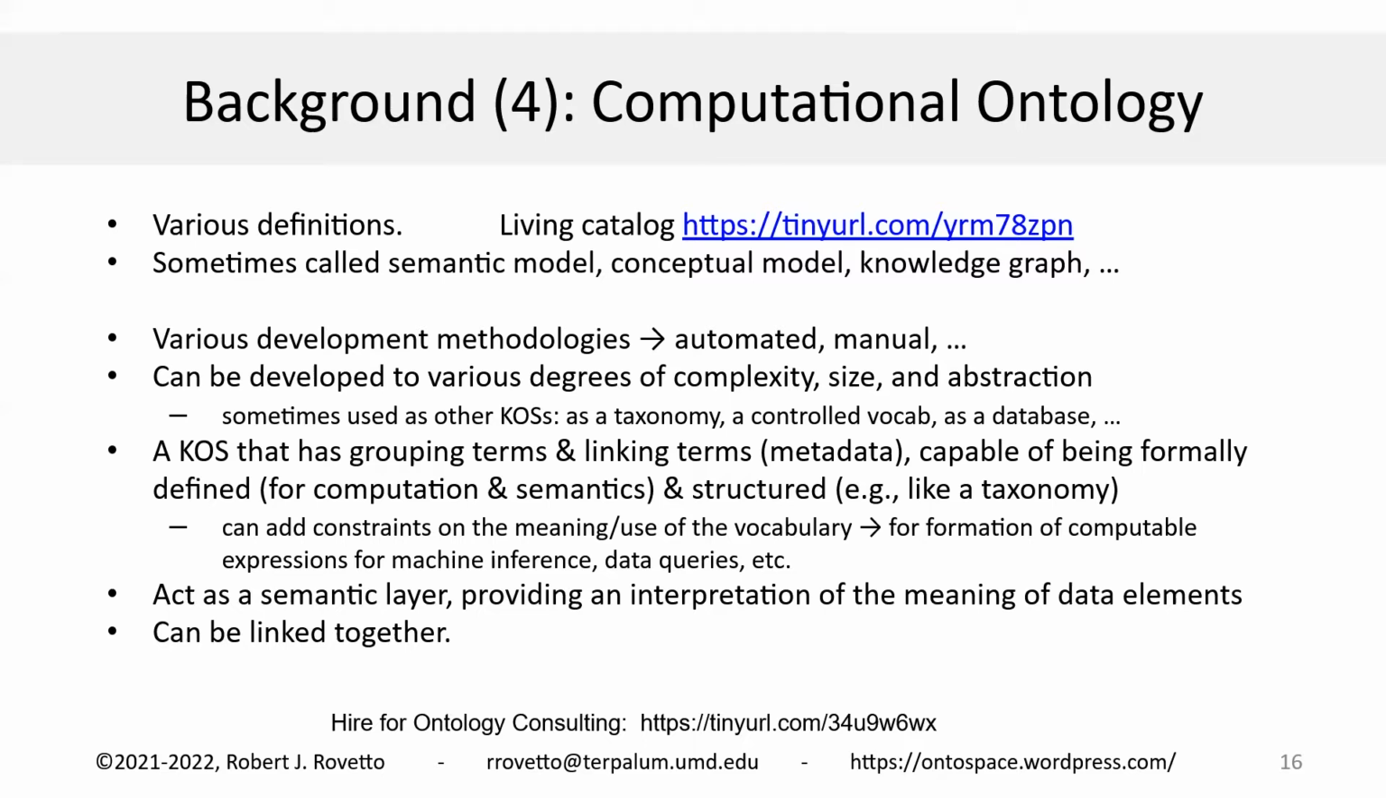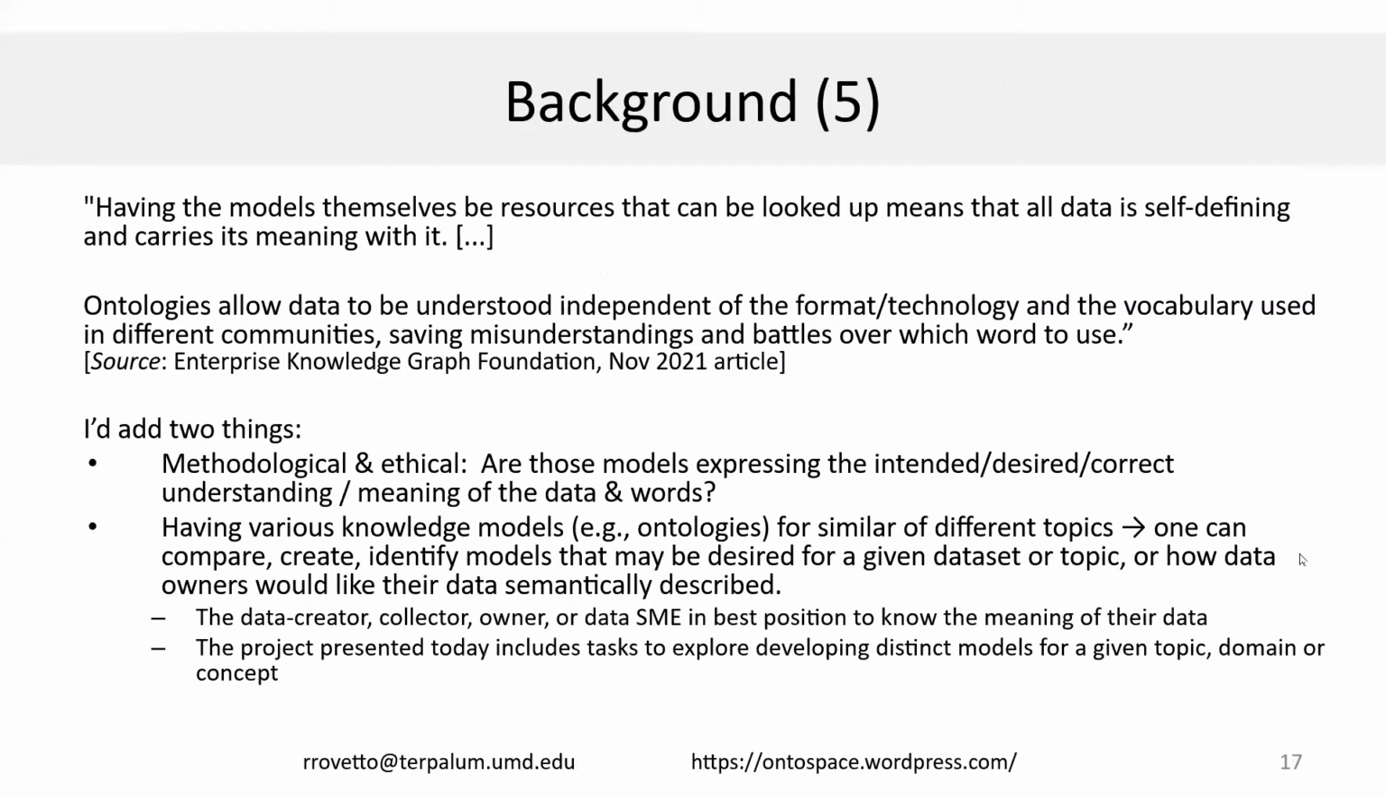Computational ontologies have been described as acting as a semantic layer, providing an interpretation of the meaning of data elements. And of course, they can be linked together, although that is both an activity and a challenge unto itself. Lastly, having various models, such as ontological models or semantic models themselves, as resources that can be looked up means that all data is self-defining. So basically, the ontology or conceptual model or semantic model allows data to be self-describing, and to be understood independent of the format or technology and the vocabulary used in disparate communities.